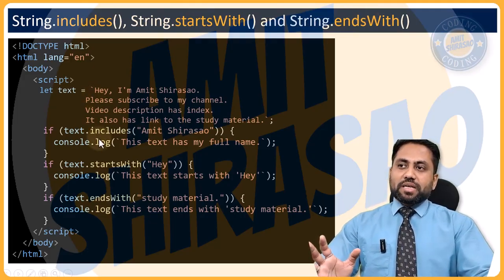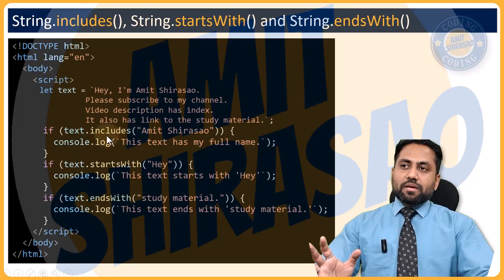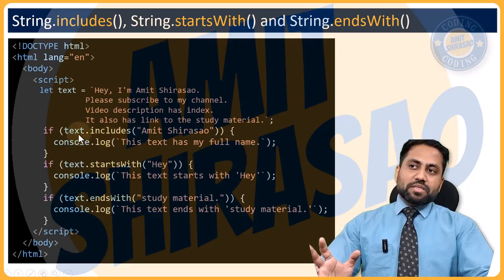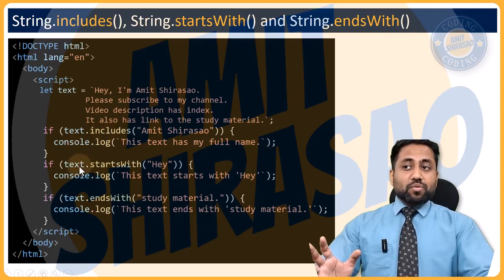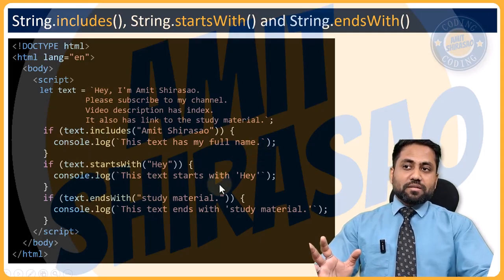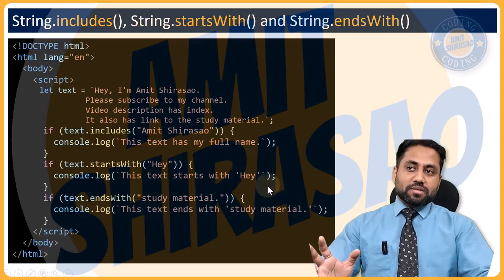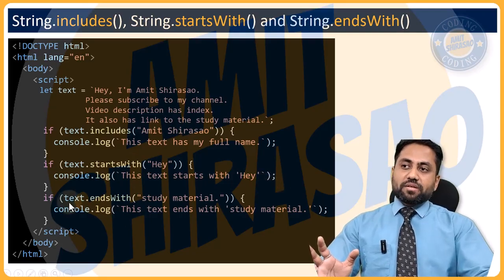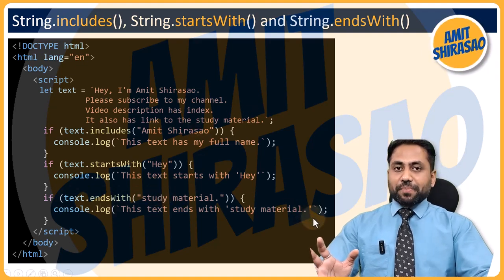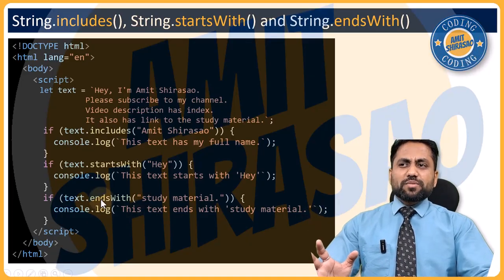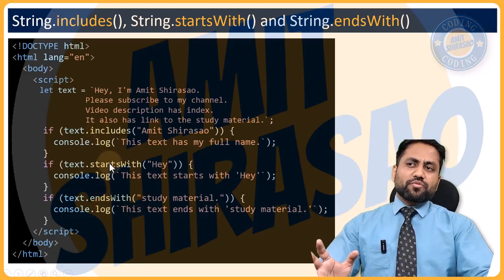So if I say, tell me whether this string includes Amit Shirasao. Yeah, it does. And that's why this will get printed. I can say, oh, does it start with hey? Then, yeah, this text really starts with hey. And I'll ask whether this ends with study material full stop. Yeah, it does end with study material full stop. Okay, so this means basically it will give you a Boolean value. It will give you true or false.